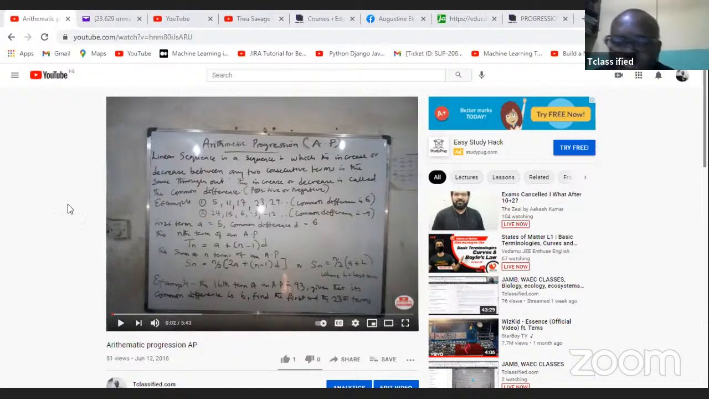For the GP, we say that the difference is known as common ratio. But in AP, you call the difference common difference. Okay, so let's take an instance. We have 5, 11, 17, 23, 29.